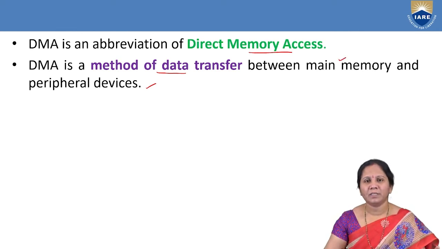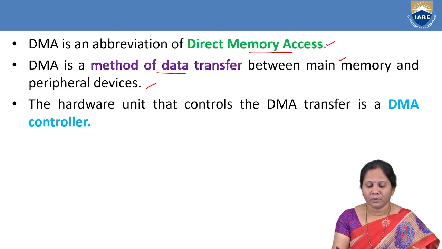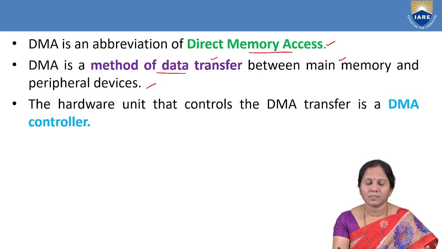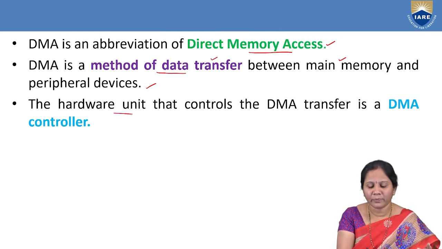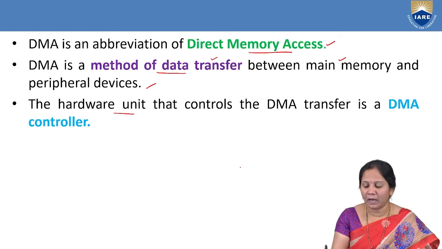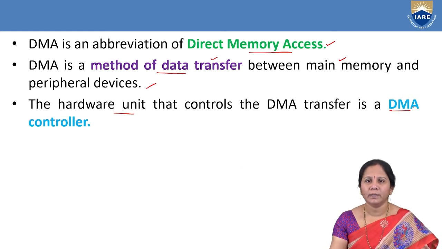So in order to transfer the data between the main memory and the IO devices, this DMA data transfer method will be preferred. And this DMA, that is direct memory access, is a hardware unit. So here the data transfer will be done between main memory and IO devices. The data transfer between these two will be controlled with the help of this hardware unit, and the hardware unit here is called DMA controller.